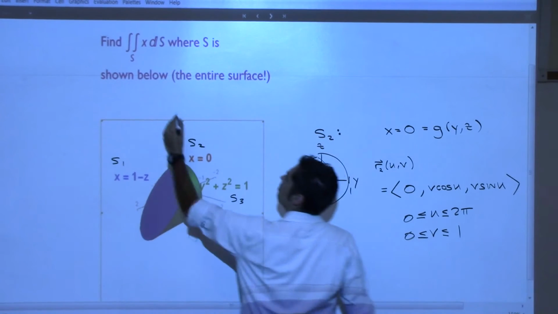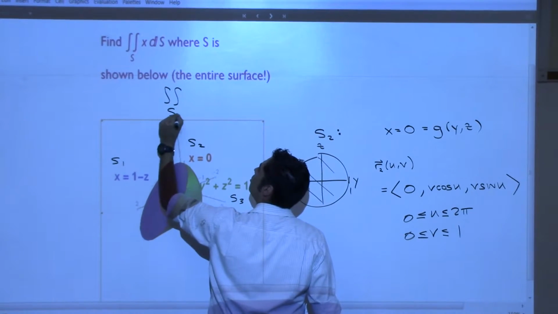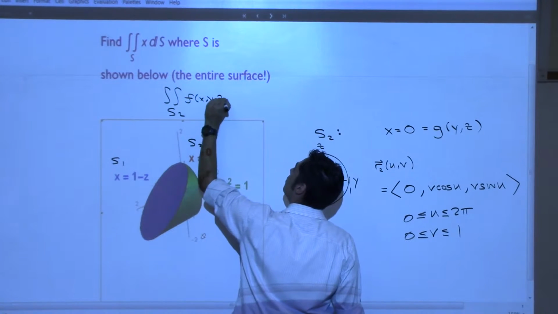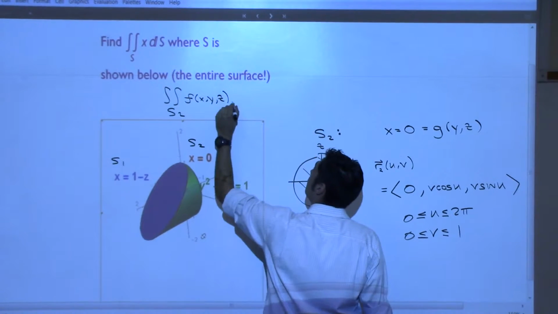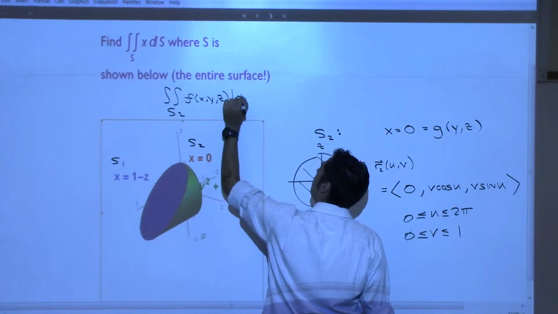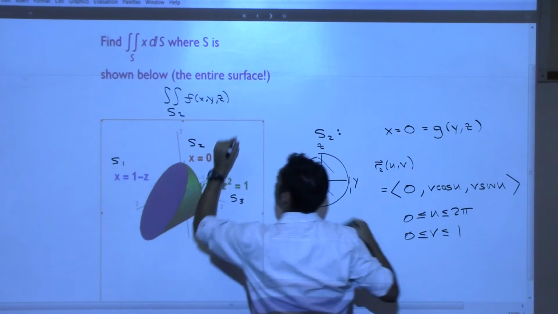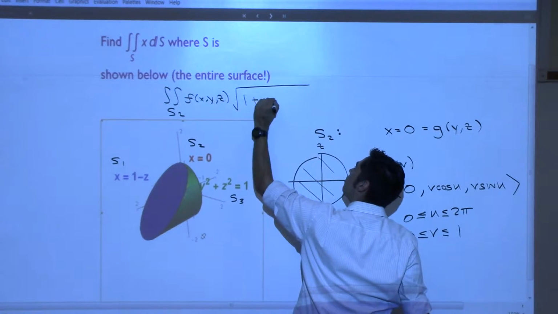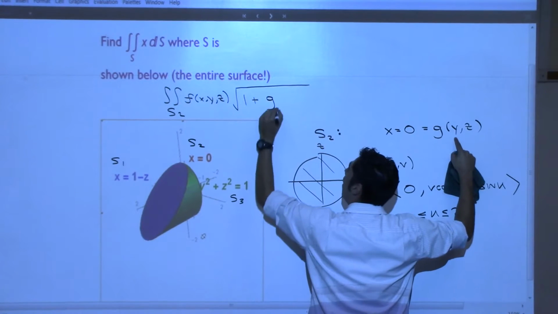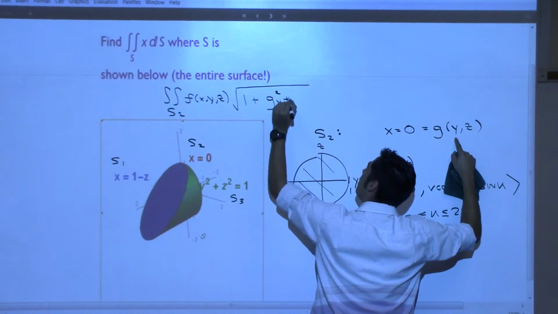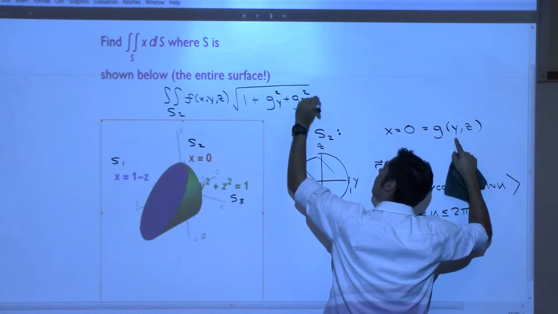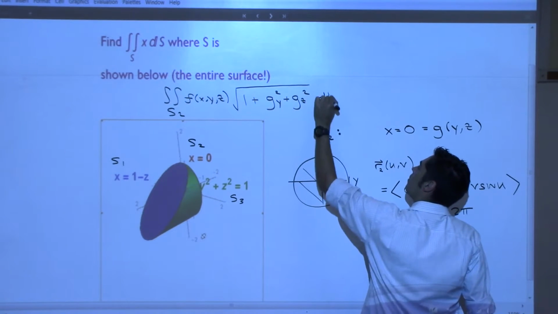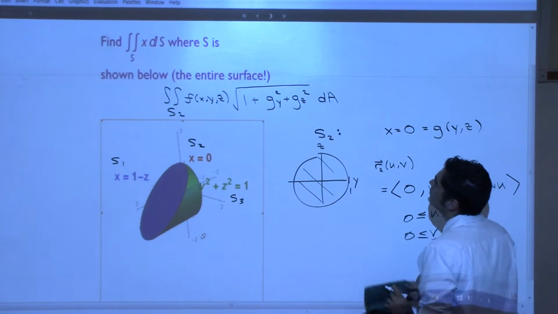formula, double integral over S2, because we're only talking S2, of f of x, y, z, magnitude, well, you know what, give me the short formula, the shortcut formula. It would be square root of 1 plus partial g with respect to y squared plus partial g with respect to z squared, right? That's what it would be. dA, yes.